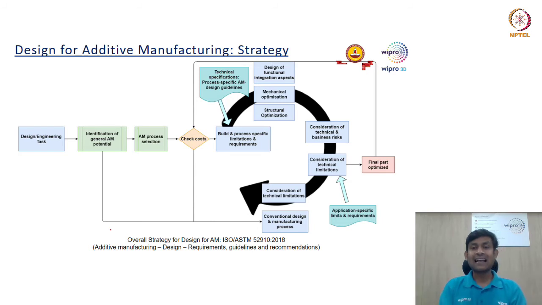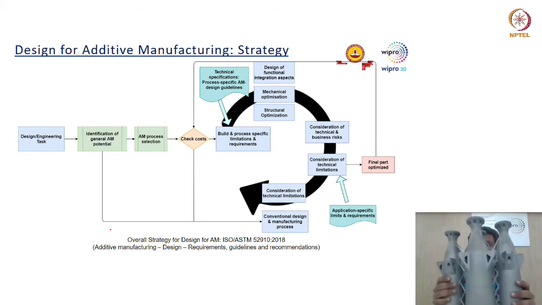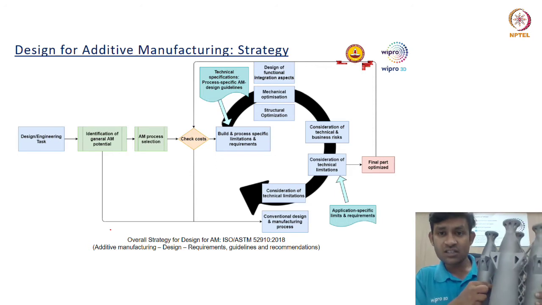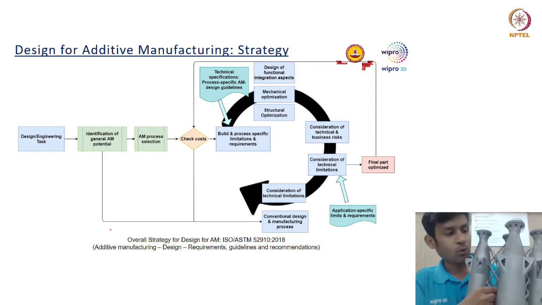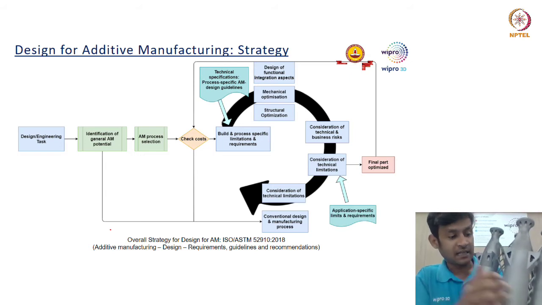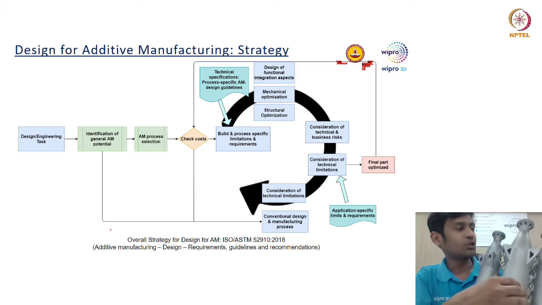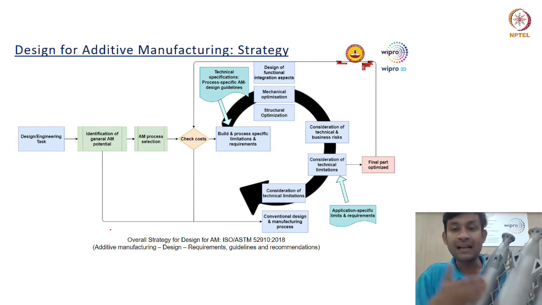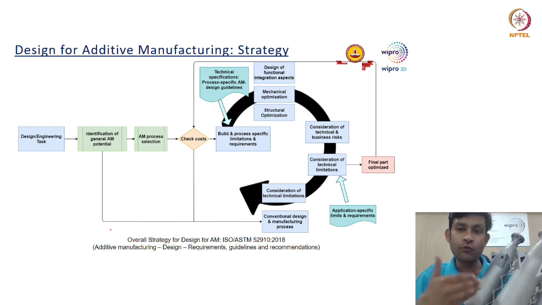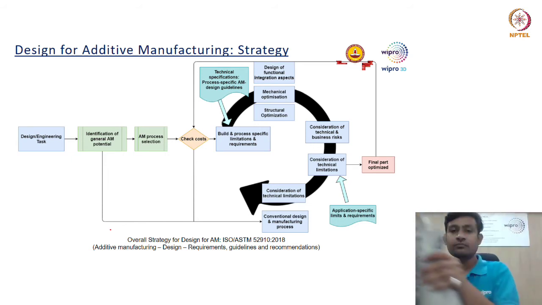Once we are clear with that, we design the functional integration aspects. So in this case, what is the functional integration aspect? These particular struts are part of the design, but they are also providing structural integrity and they are helping in maintaining the relative position of each of these cones. So they are doing multiple jobs. So we have integrated two functions in a single design.